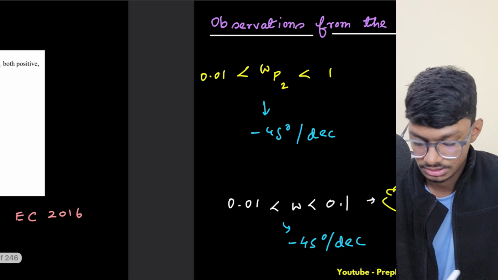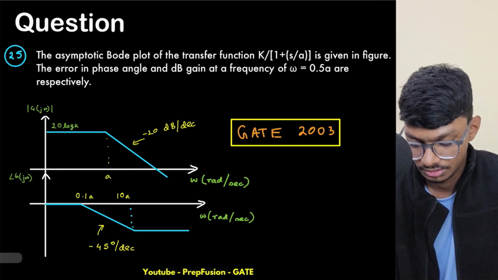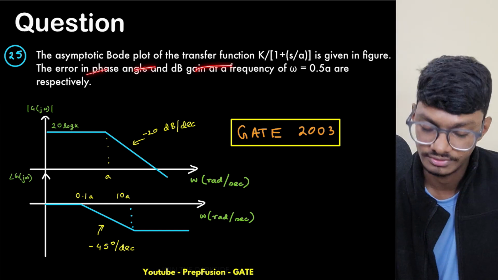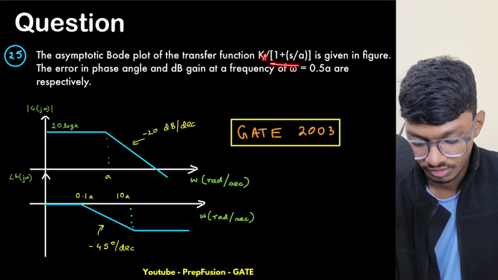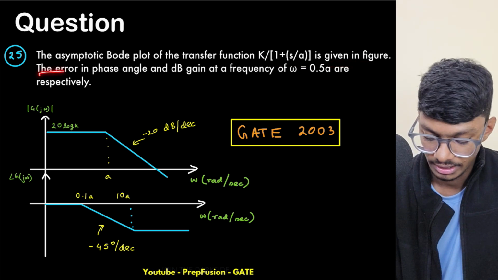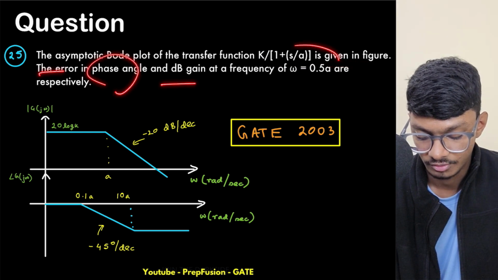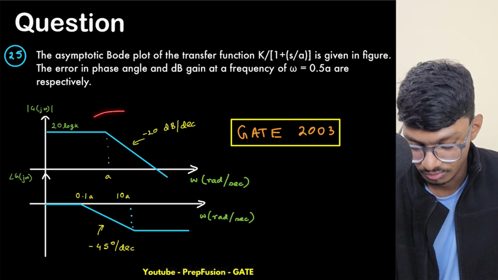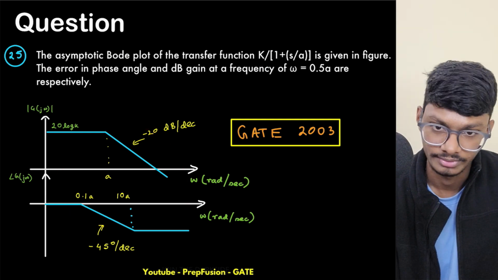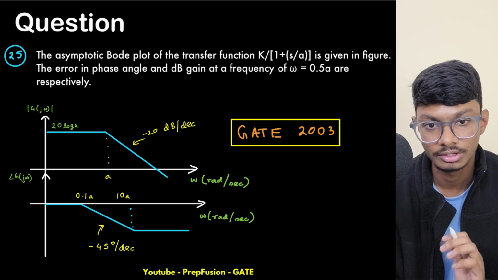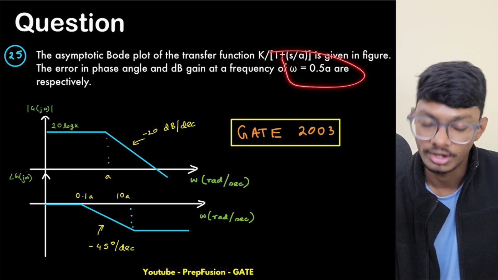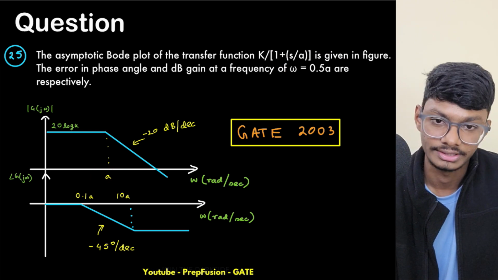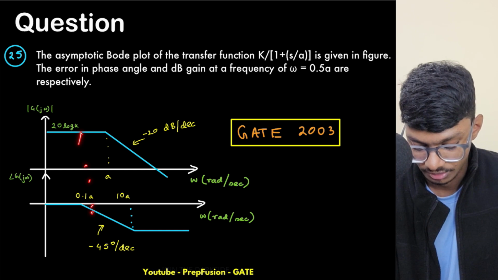Okay, so now let's go to the next question. What is the next question? Here we have the question that the asymptotic Bode plot of the transfer function K divided by 1 plus s by a is given in the figure. The error in phase angle and dB gain at a frequency of 0.5 a. This is the asymptotic Bode plot, and they have already given it, although you could have drawn it by yourself. But they want you to find the error at 0.5 a, not at the corner frequency, somewhere around here.